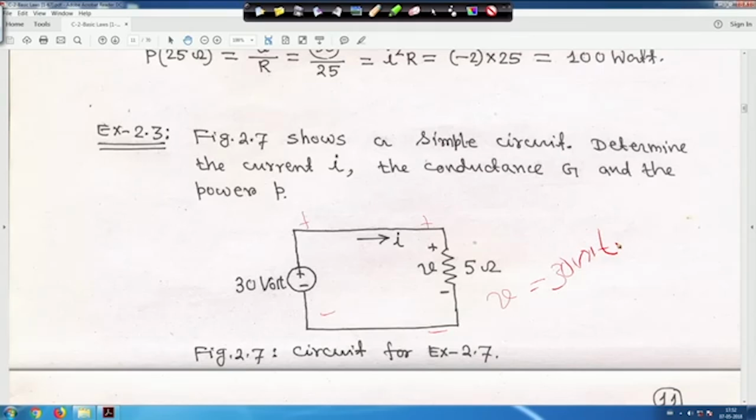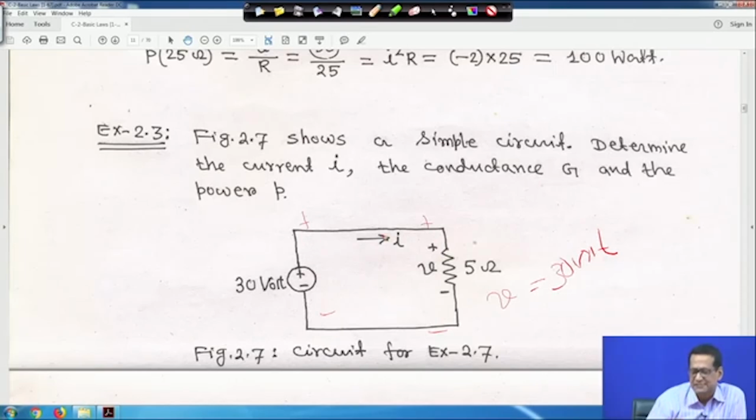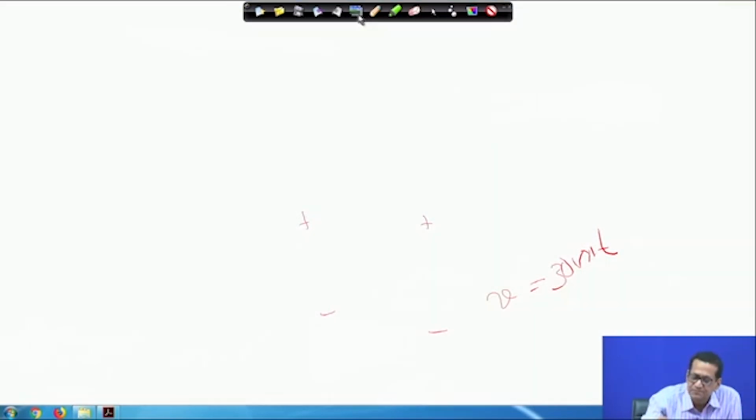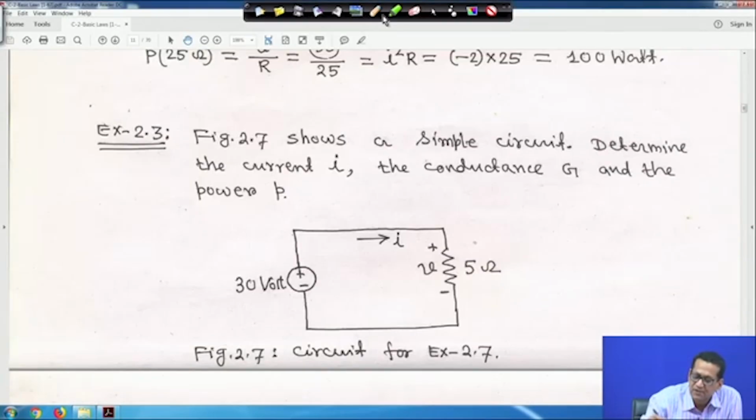So, same voltage. It is a very simple thing, this is plus minus, this is plus minus. There is no other element here, so whatever voltage is here, the same voltage is here, because there is no voltage drop, later we will see this. So, V will be equal to 30 volt. Let me clean this one. So, then what will be the current?